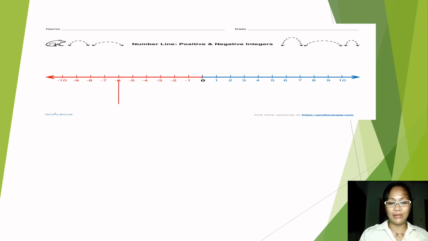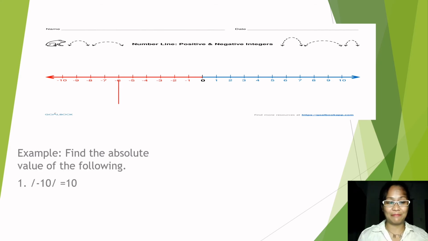So, paano ba ang pag-compute ng absolute value? Meron tayong mga examples dito. Find the absolute value of the following. So, gagamit tayo ngayon ng number line. Okay? So, example number 1, absolute value of negative 10.